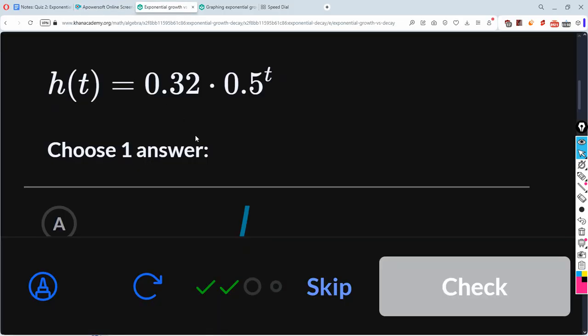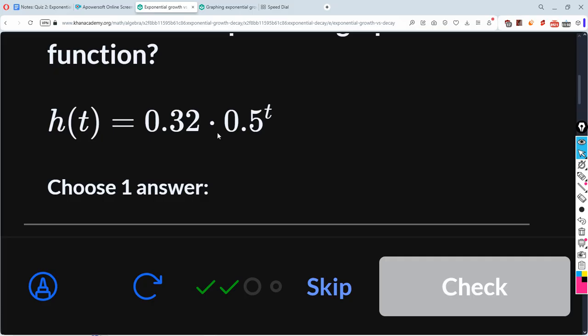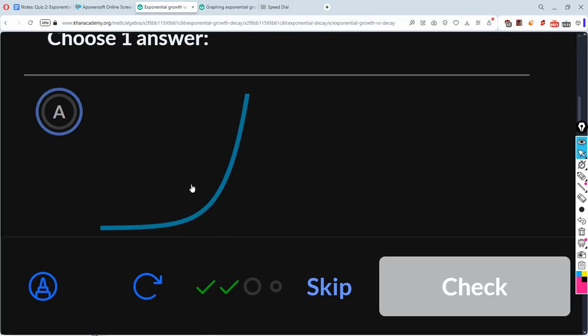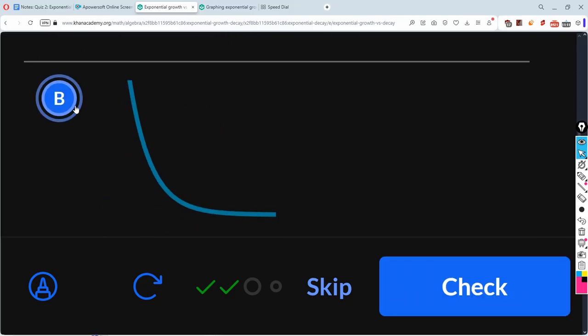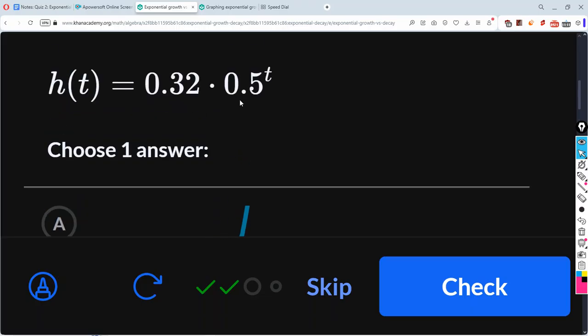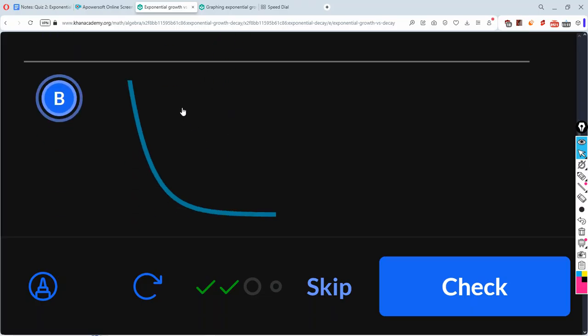All right, so these are pretty easy. All right, this one is times 0.5. The number with the exponent is what you're multiplying by each time. If you multiply by 0.5, this is less than 1, so the function decreases. Okay, a is increasing, b is decreasing. Since this number is less than 1, the function is decreasing or decaying.